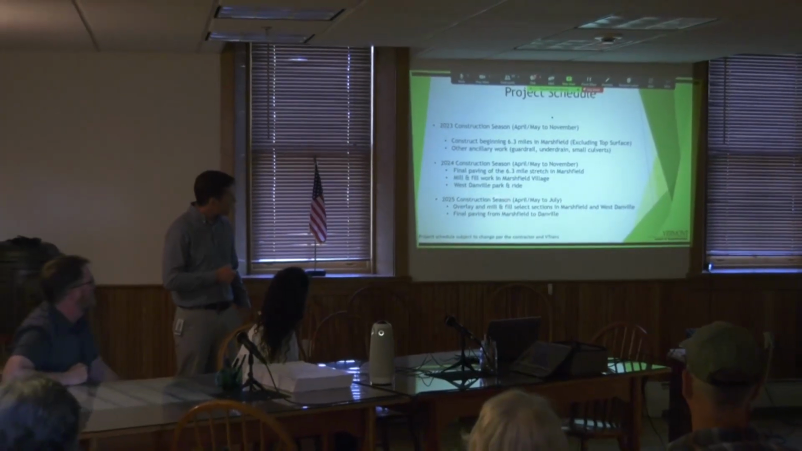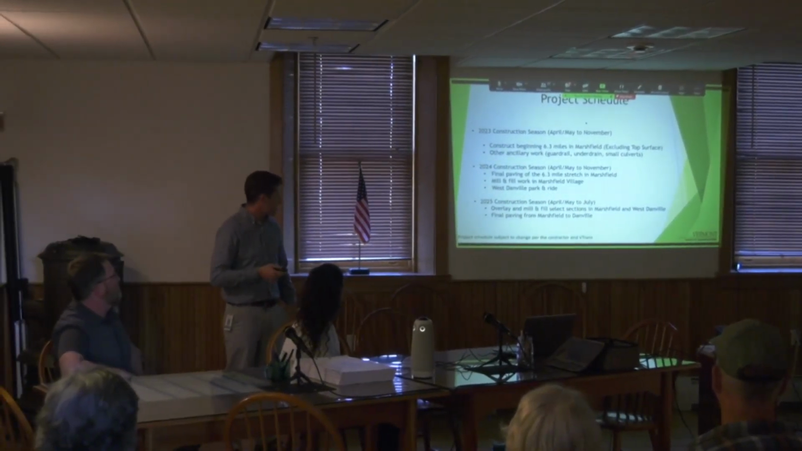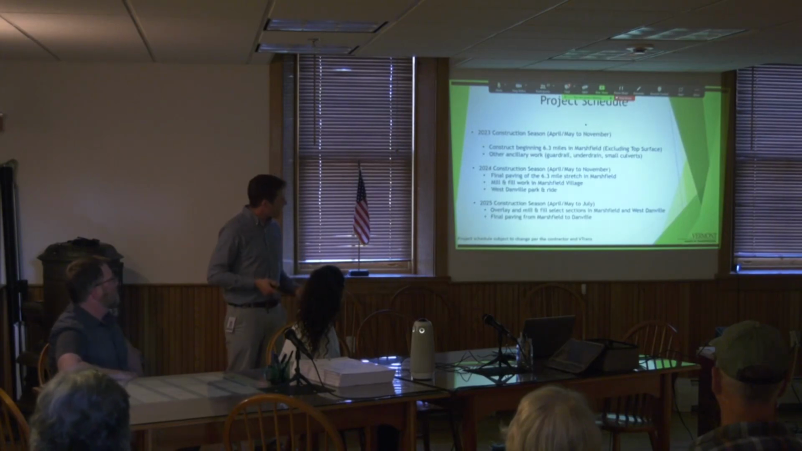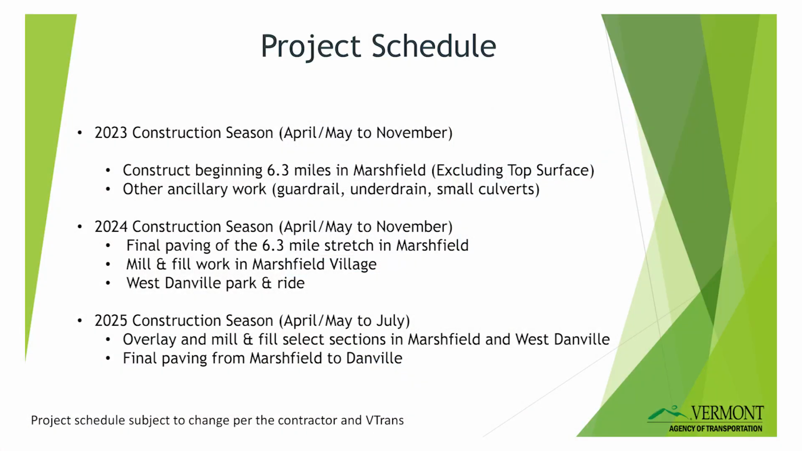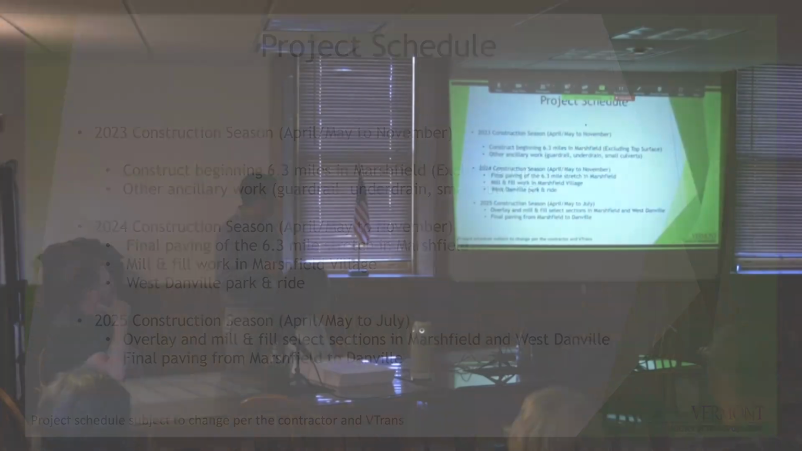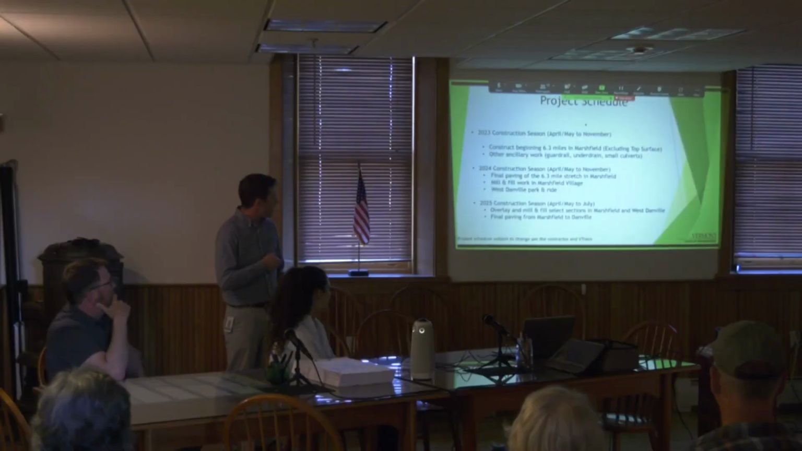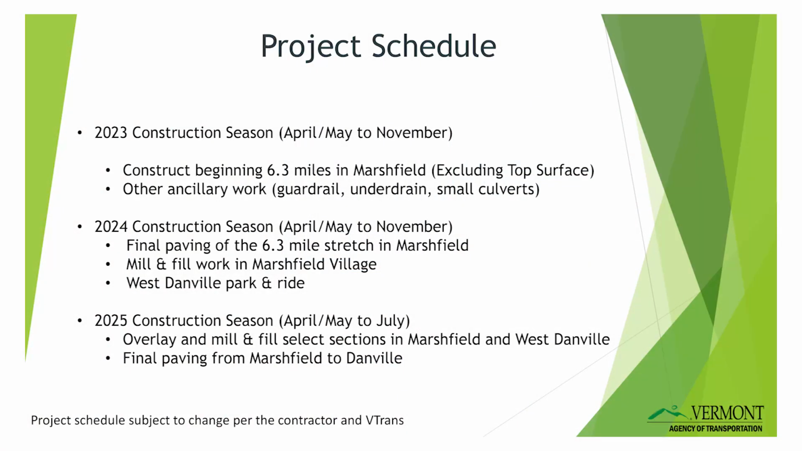Some of the stuff can change a little bit over time. The contractor has different resources, and they might have other jobs going on. The weather might change. So the plan for 2024 and 2025 is not entirely set in stone, but the 2024 season will be more dedicated towards putting the top surface of pavement on that first 6.3 miles, doing all the mill and fill work in the Marshfield Village. That was that deep mill and fill. Then jumping ahead to the West Danville park and ride area. And then the 2025 season would be to overlay and mill and fill sections in Marshfield and West Danville and all the rest of the final paving in Marshfield and Danville.